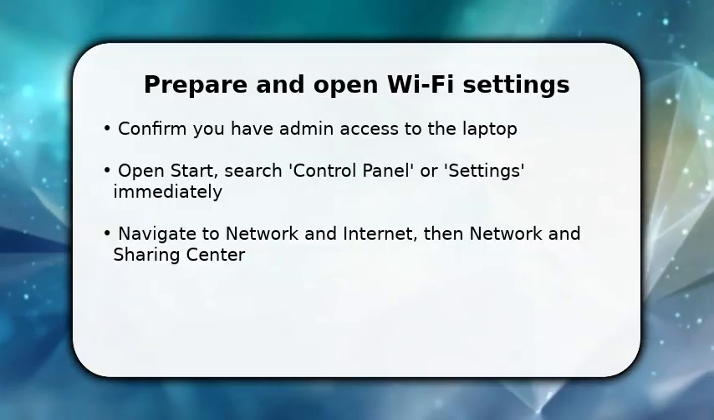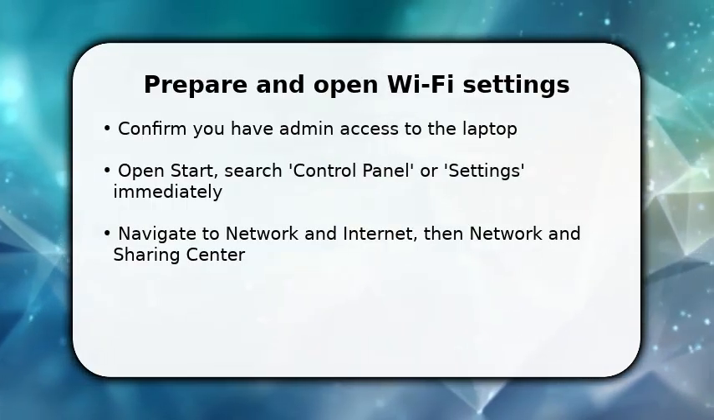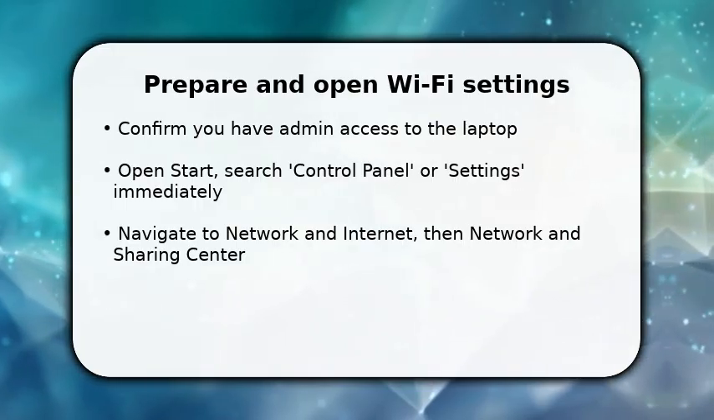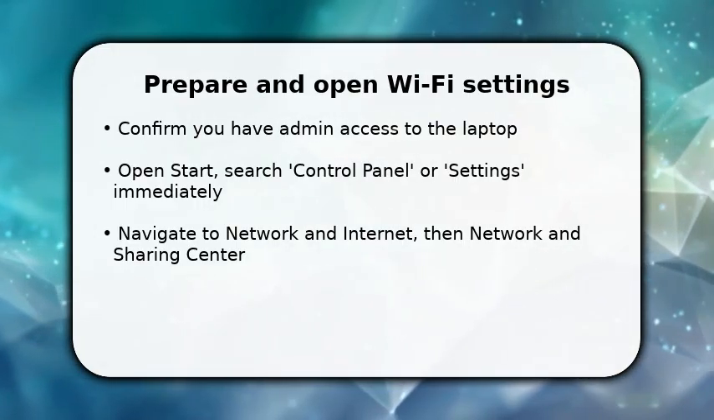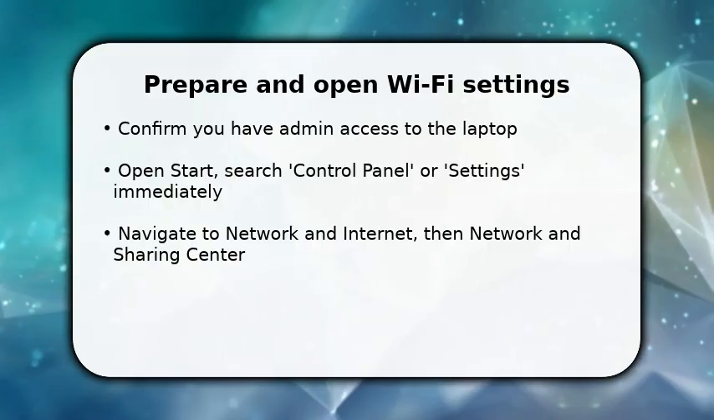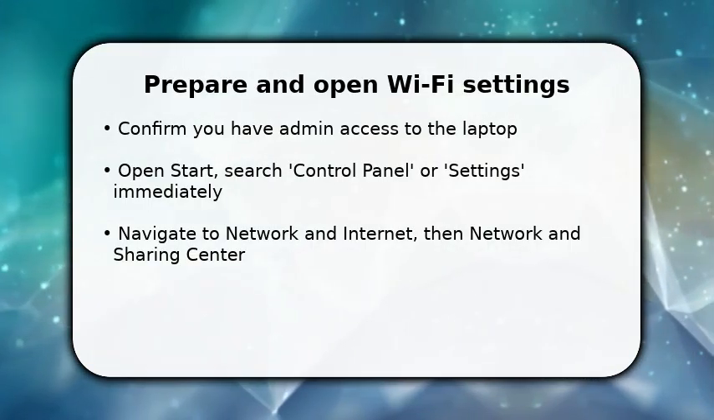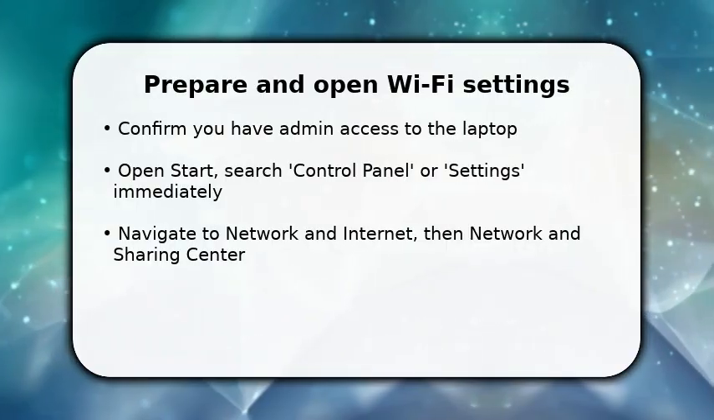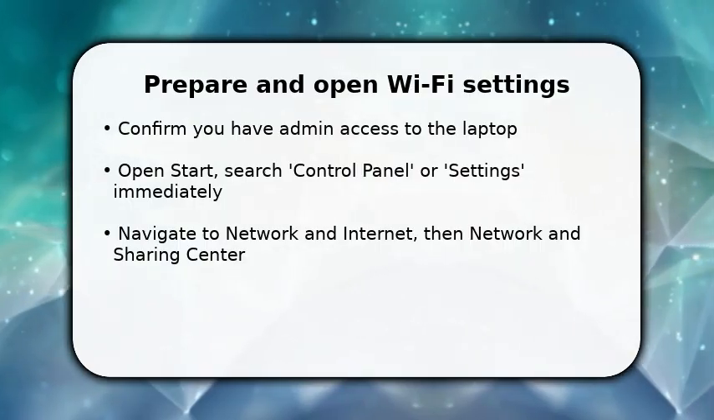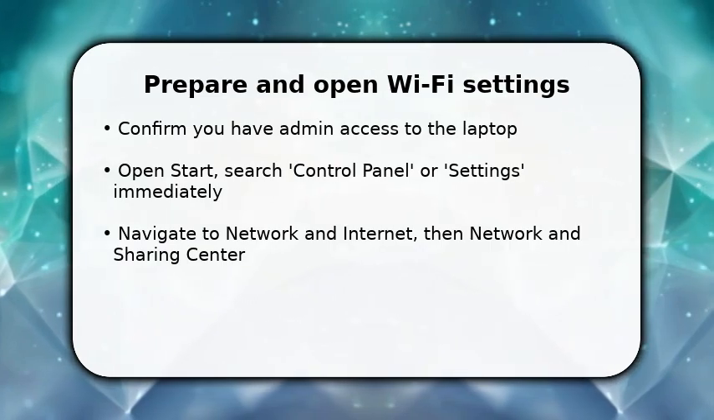You start by making sure you have administrator rights on the laptop. Without that, you may not view saved passwords. Open Start, type Control Panel or Settings, and go straight to Network and Internet. Once there, choose Network and Sharing Center to see active connections. Make sure to select the Wi-Fi network you want and click Connections to open the Wi-Fi status dialog. This puts you in the exact place to reveal saved credentials and avoids wasting time digging through unrelated menus.